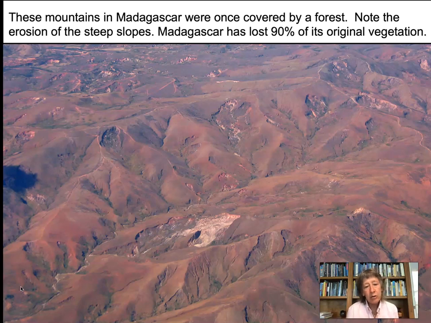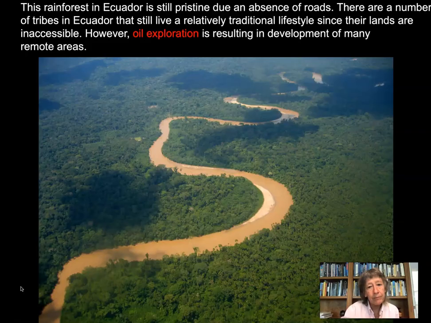This is a picture I took from a plane when I was flying over Madagascar. Look at the massive extent of slash and burn agriculture. Also notice the erosion that's occurring on those denuded hillsides. These mountains in Madagascar were once covered by a forest. Madagascar has lost 90% of its original vegetation, most of that to slash and burn agriculture.